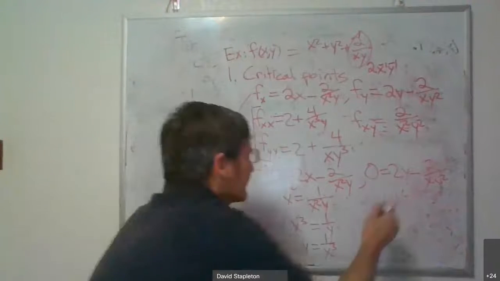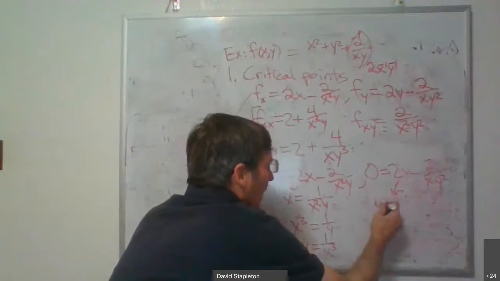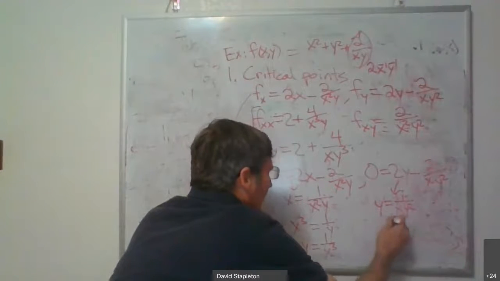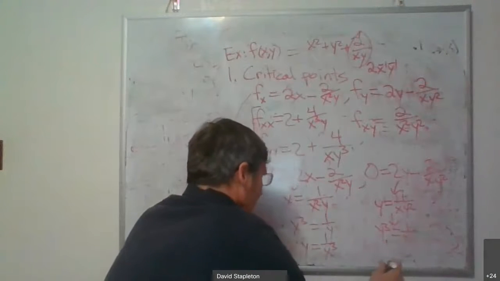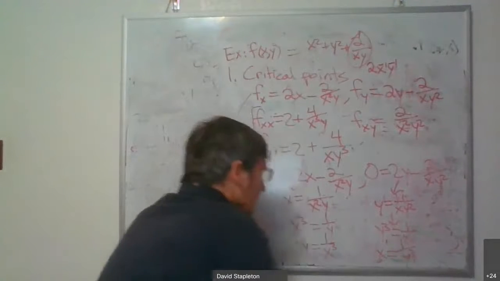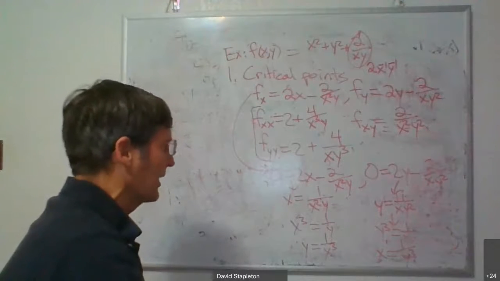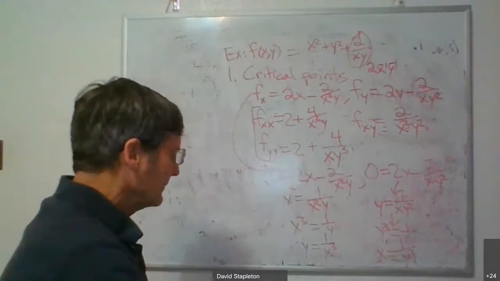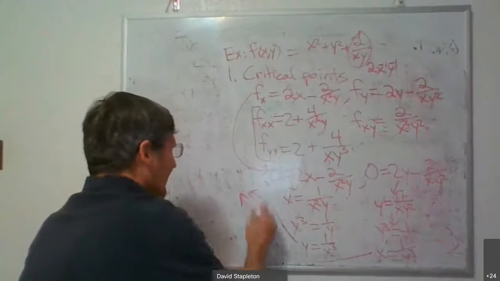Same thing here. If I solve for this one, I've got y equals 1 over x, which is y cubed equals 1 over x. X equals 1 over y cubed. So I solve for each variable in terms of the other. Now what I can do is just substitute from one of those into the other. I could have done that in here, couldn't I? But I'll put those together any which way I can.